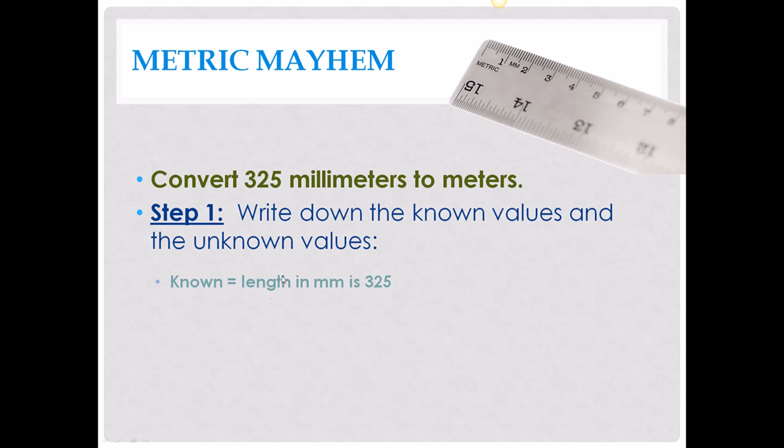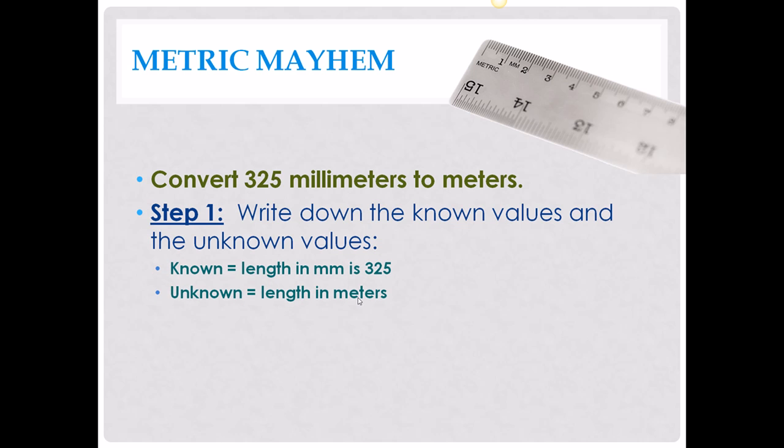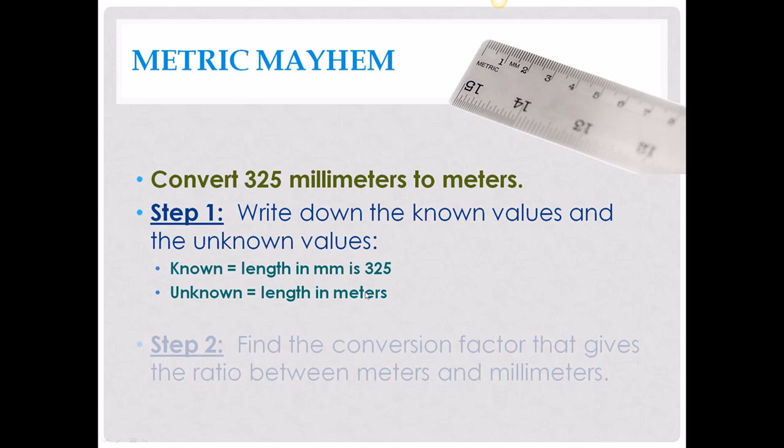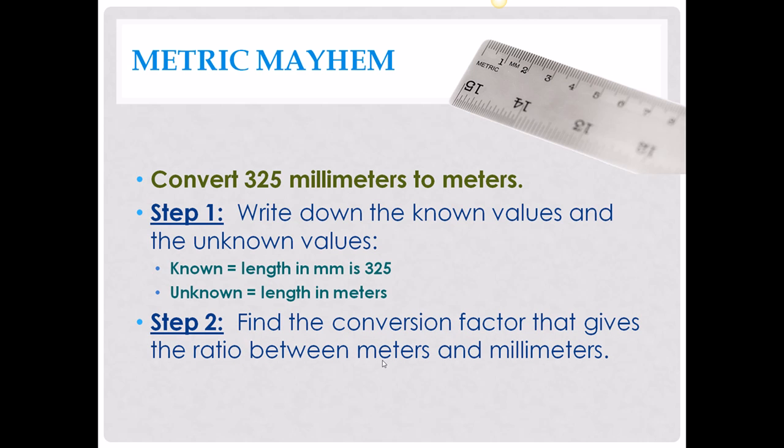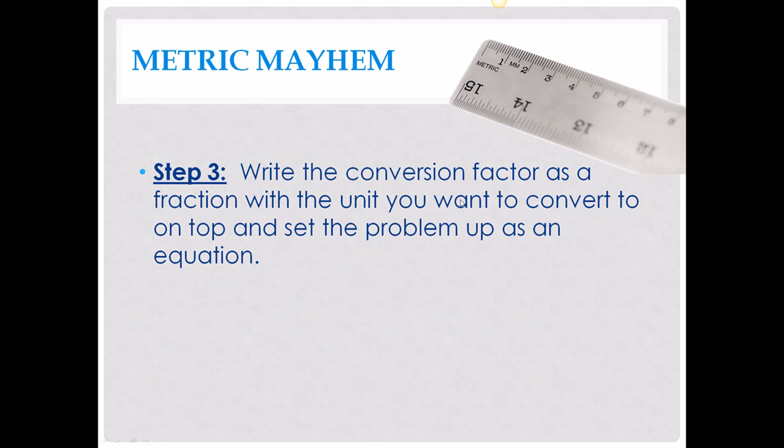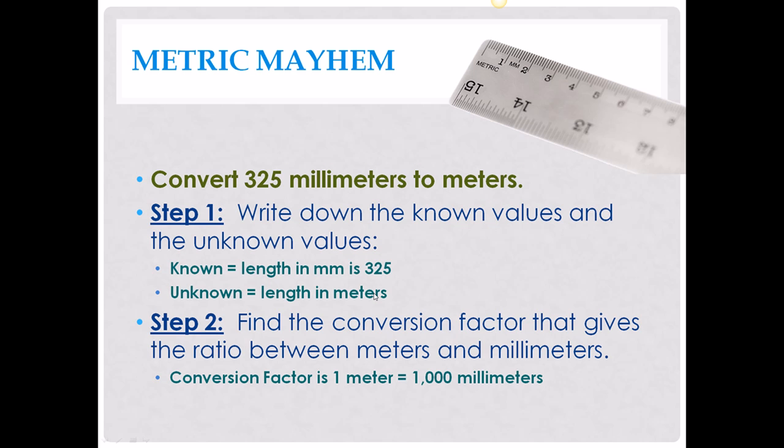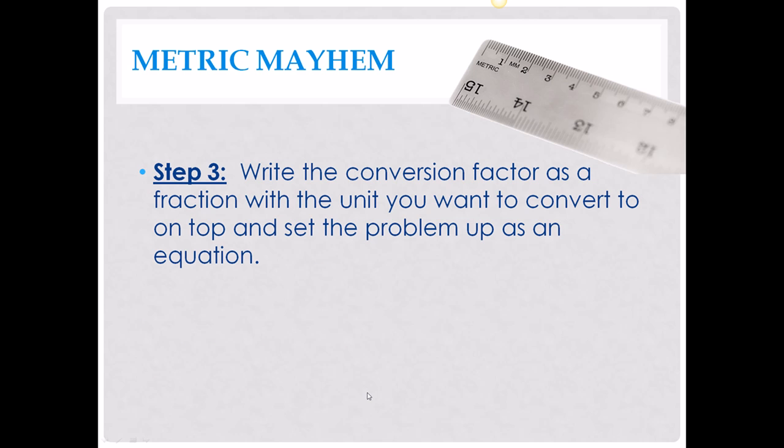We know we have 325 millimeters. What do we want? We want it in meters. So you can see where our conversion needs to go. So check your conversion factors to set up that factor between meters and millimeters, and 1 meter is 1,000 millimeters. All right, step 3 says when we set up our fraction, we want to convert to on top. So it's going to be in meters. So we want our numerator to be in meters when we set it up.